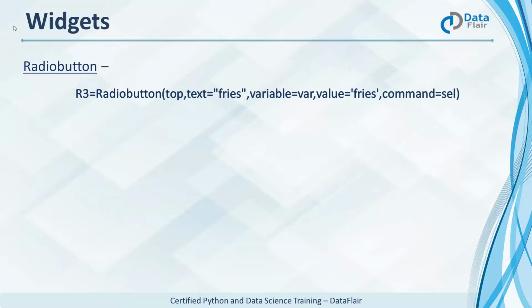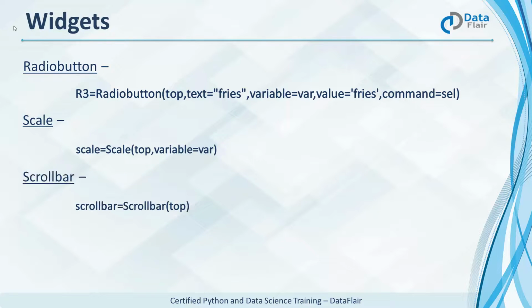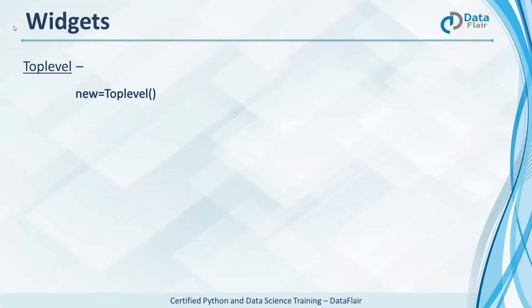From multiple radio buttons, the user may select only one. And a scale provides a slider for values. We can add a scroll bar to elements larger than the view permits, and text displays text in multiple lines. A top level gives us a separate window container, and a spin box is like an entry field but lets us pick from a fixed number of values.